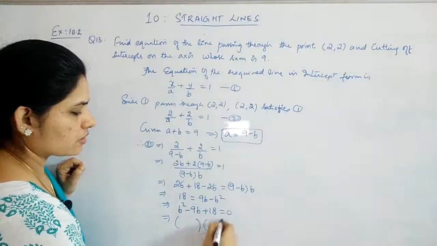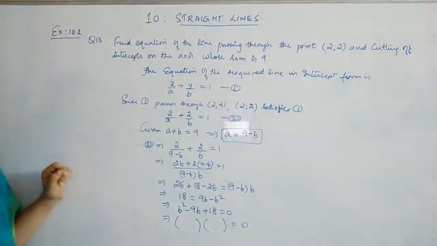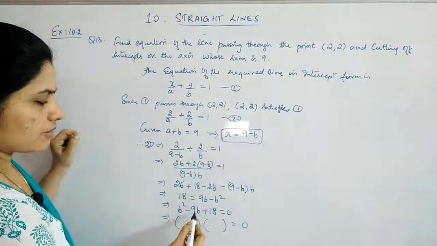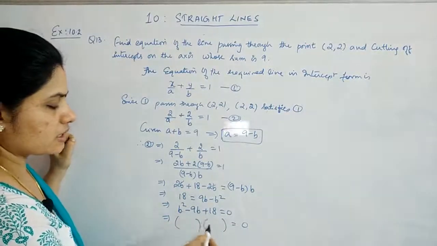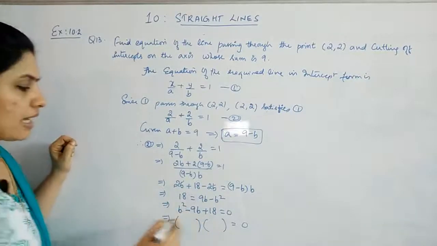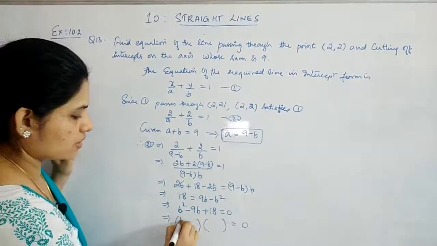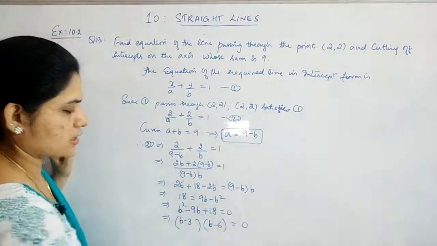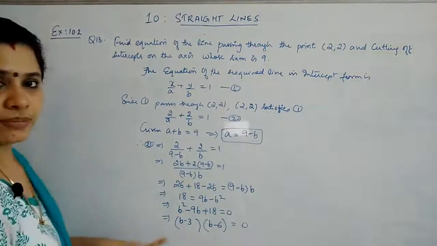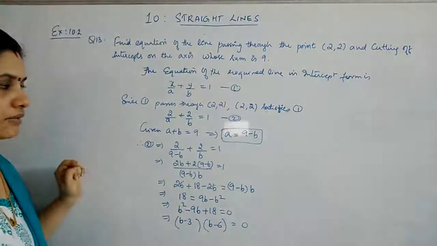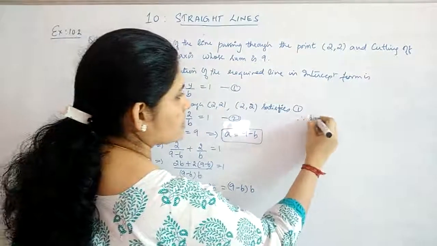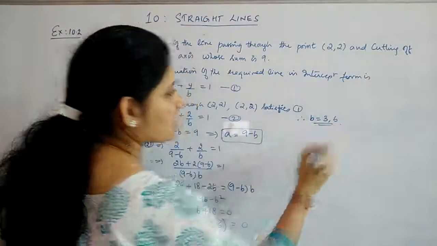Solving by factors, since here the middle term is negative and the last is positive, you can take both to be negative, and it can be 6 and 3. So it is (b - 3)(b - 6) = 0. From this you are getting the value of b. Therefore b is equal to 3 and 6.